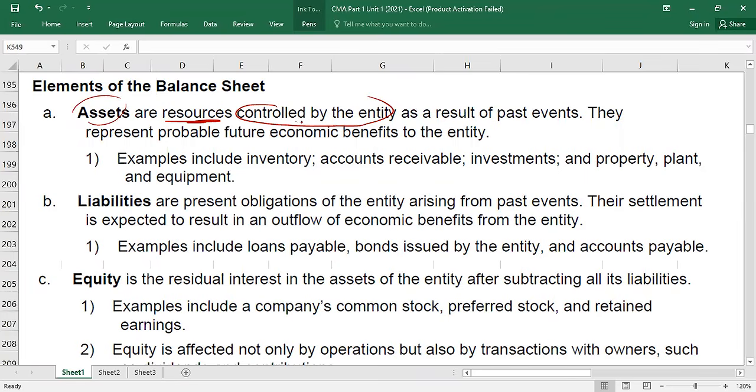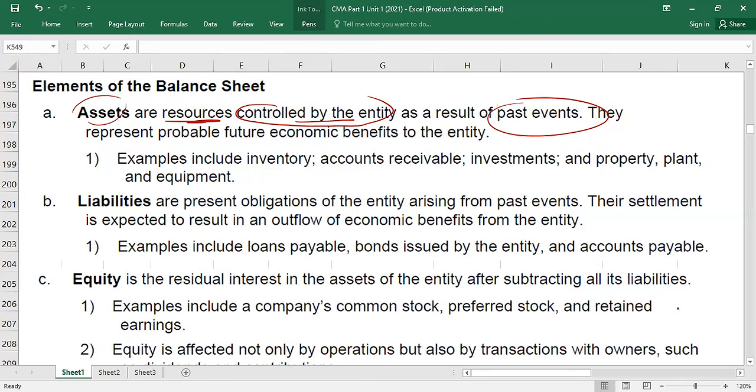And these resources which are controlled by the entity, how do they arise? They arise due to a past event, like some transaction that happened in the past. Due to that, you are controlling this asset today. In the asset definition, there is no word "owned". What is control?